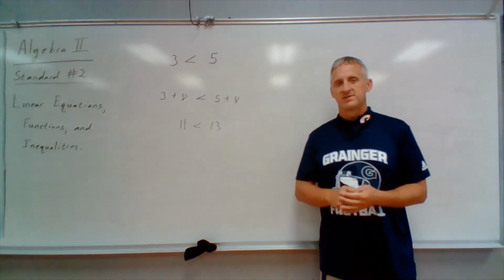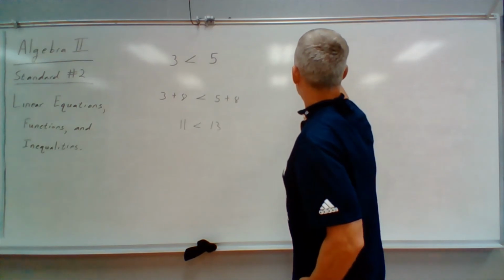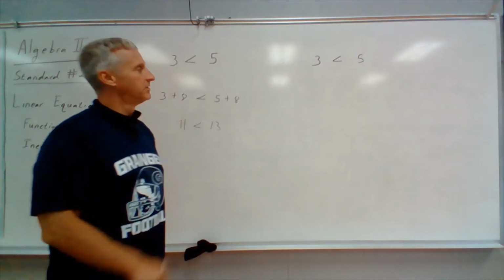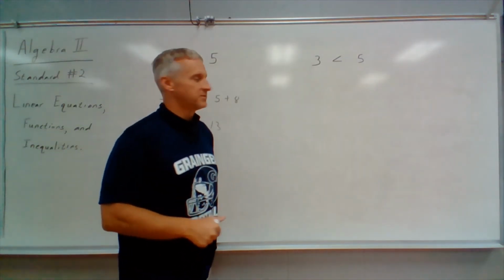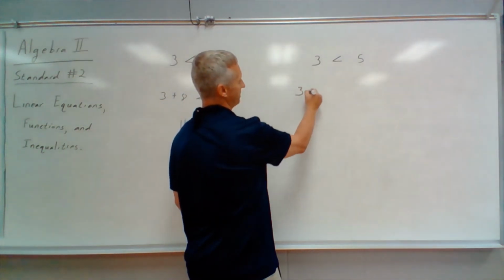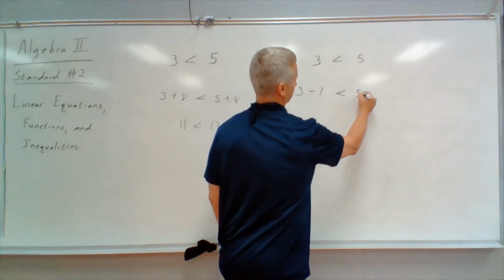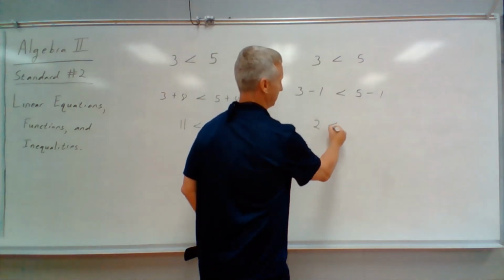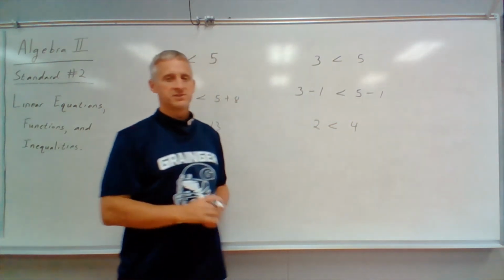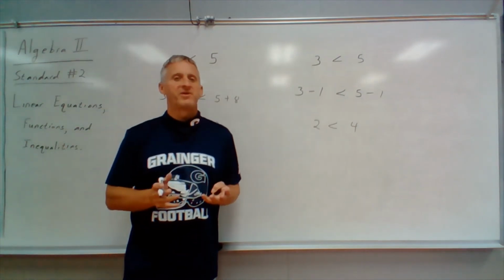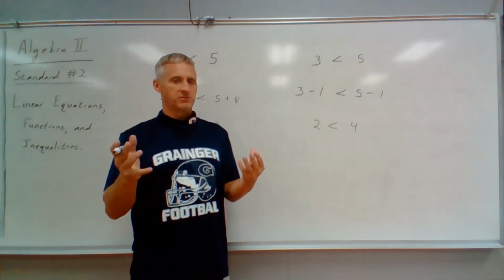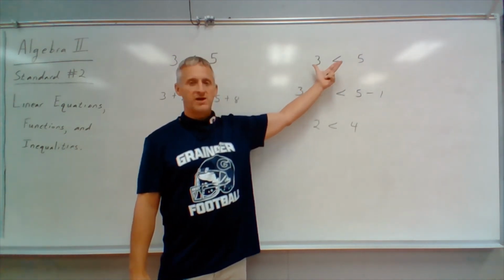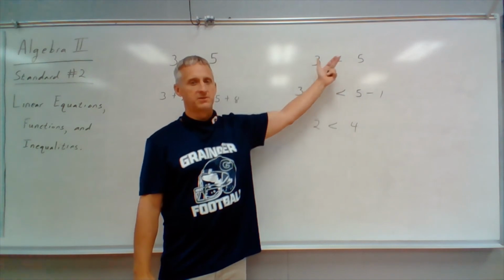So let's say that we have, same example again, 3 is less than 5, that's true. Let's subtract 1 from both sides. So let's do 3 minus 1 and 5 minus 1. 3 minus 1 is 2, 5 minus 1 is 4, 2 is still less than 4. So if you think about it for a minute, if the number on the left is less than the number on the right, and you subtract the same number from both of those, the number that you're left with on the left will still be less than the one on the right.